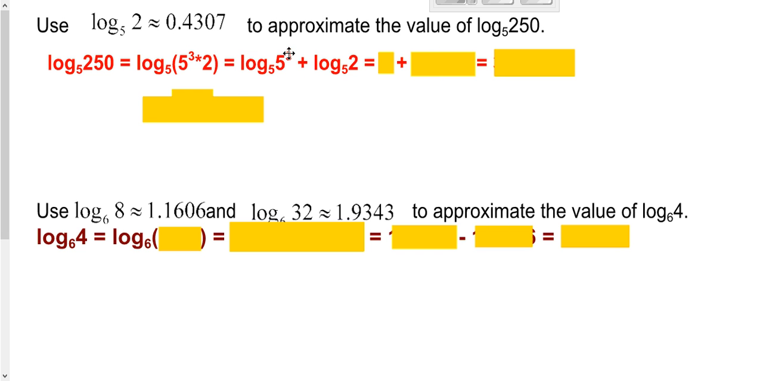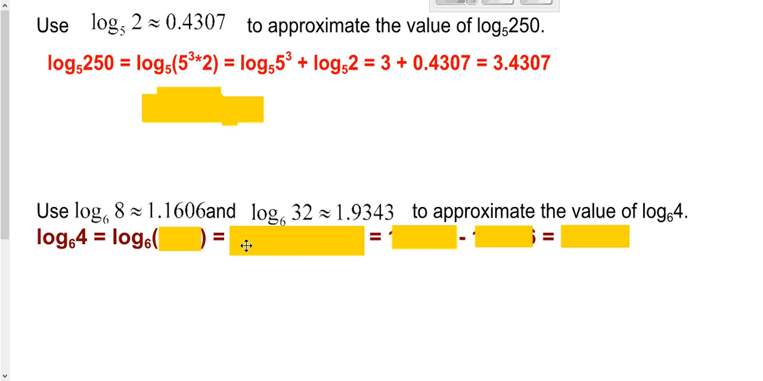Now, you should remember about this right here, that log base 5 of 5 cubed ends up being 3. You might be wondering why. Well, our base of 5 to some unknown power has to be equal to 5 cubed. Well, 5 to what power is 5 cubed? That's 3. Log base 5 of 2, we have the approximation up here, so we'll plug that in. Then all we have to do is add them together, and we have our approximation.